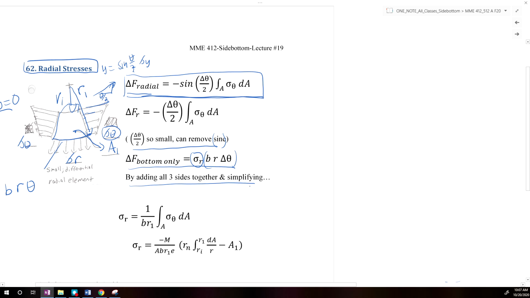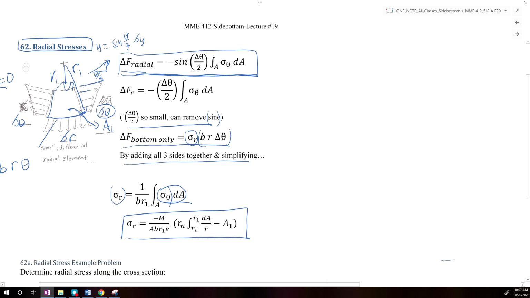So if we add all three sides of our equation together, what we end up getting is we can set our radial stress equal to 1 over b r1 and integrate sigma theta dA. If we plug in our value for sigma theta, times dA, we end up getting this equation here for our radial stress. The sigma theta is just from earlier in the lecture.